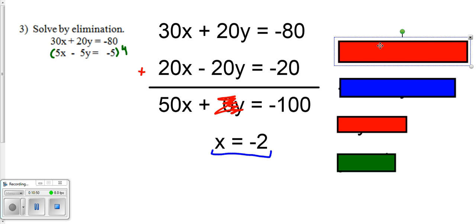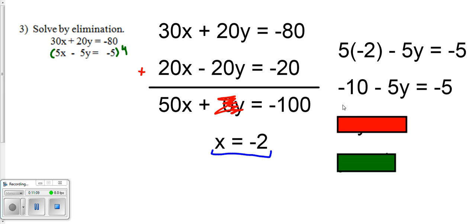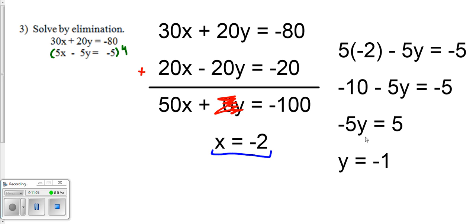Again, like normal, we just plug that into either one of our originals. I'll just do the bottom one. X equals negative 2, so instead of an x right here, it's a negative 2. 5 times negative 2 minus 5 times y equals negative 5. Well, 5 times negative 2 is negative 10, so negative 10 minus 5y equals negative 5. We need to add 10 to both sides here, so we get negative 5y equals positive 5, and then divide both sides by negative 5, and we get that y equals negative 1.